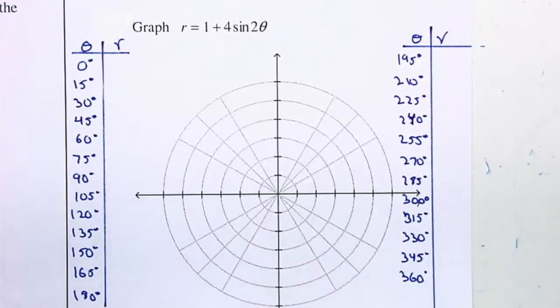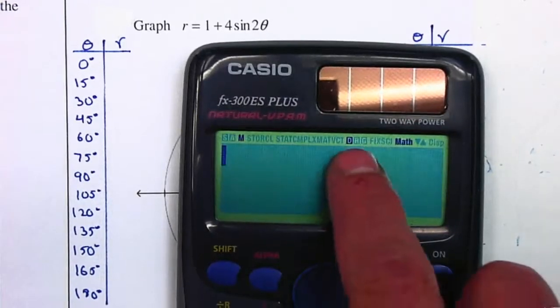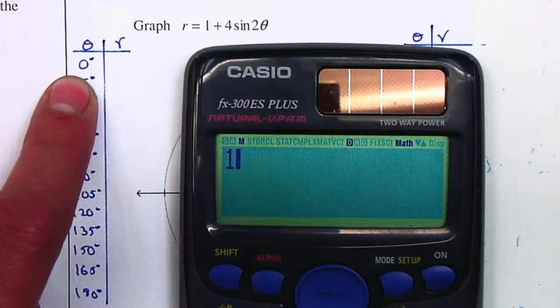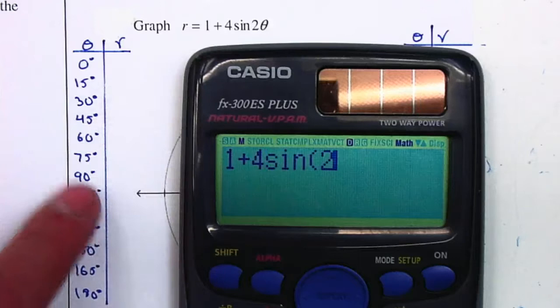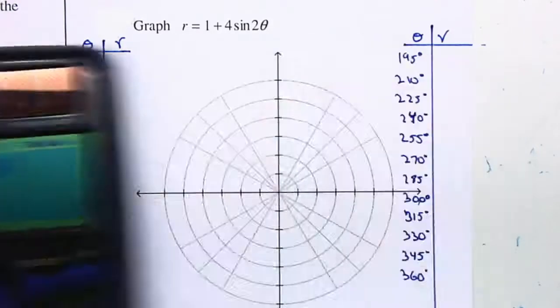And since we are able to use a calculator, that makes it much faster. Make sure that your calculator is on degrees. If not, make sure to change it, since we're working with degrees. With 1 plus 4 sine of 2 multiplied by first 0 degrees, and that gives me 1.